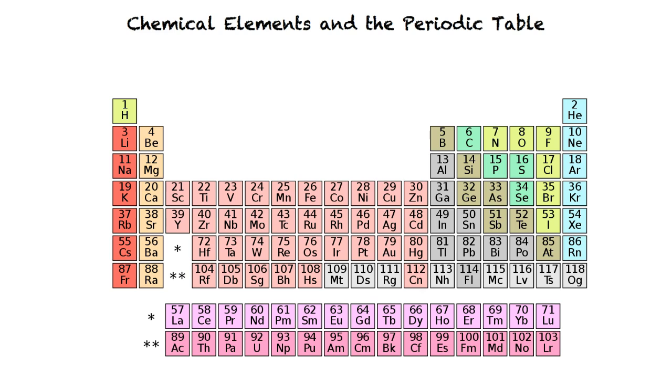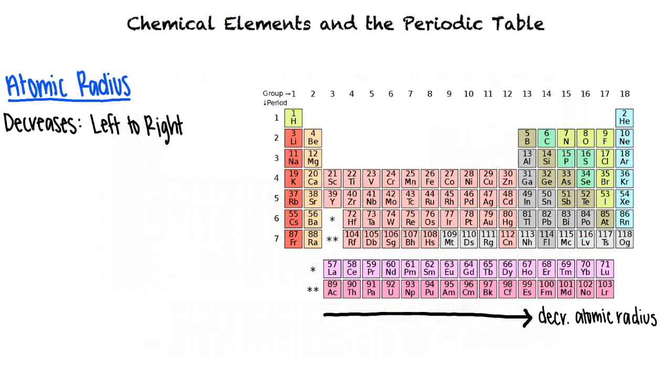What are groups and periods? The groups on the periodic table are the vertical columns of elements, and the periods are the horizontal rows. As we move from left to right across a period, the atomic radius typically decreases, meaning the size of the atoms gets smaller. This is because as the number of protons and electrons increases across a period, the electron is pulled closer to the nucleus.